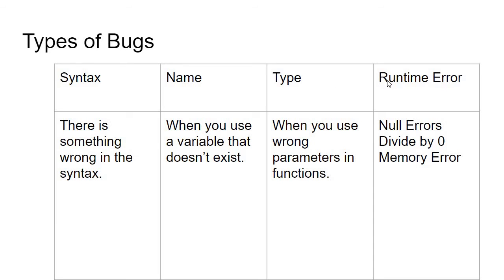So finally, there's runtime error. Runtime error is basically the rest of the errors combined. Those are null errors, like if a value you wanted to print had no value, and dividing by 0. If you divide a number by 0, it's undefined, but Python doesn't know that actually. And then memory error, which is when you run out of memory while running a program. So these are the types of bugs.